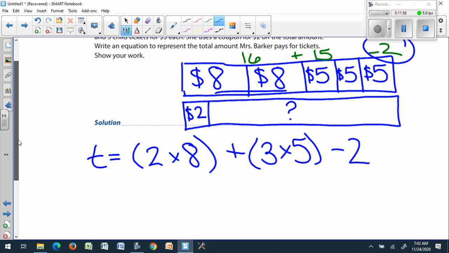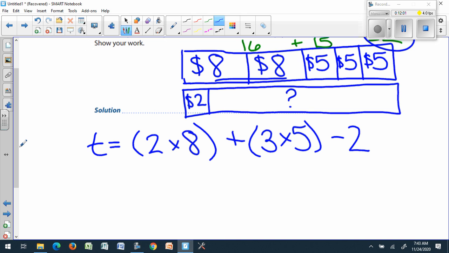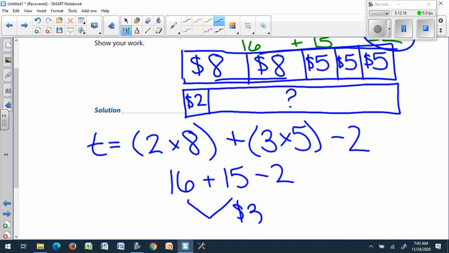Right? If I were to solve this, it would look the same as the numbers up here. 16 plus 15 minus 2. So see if you can solve that. Do the 16 plus the 15 first. What do you get there? You get $31 minus $2, and that is going to give me $29 spent on the tickets.